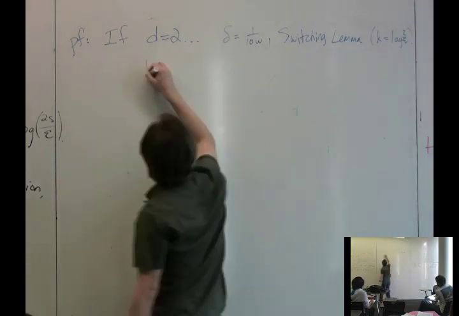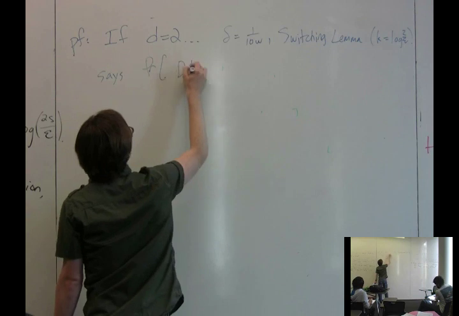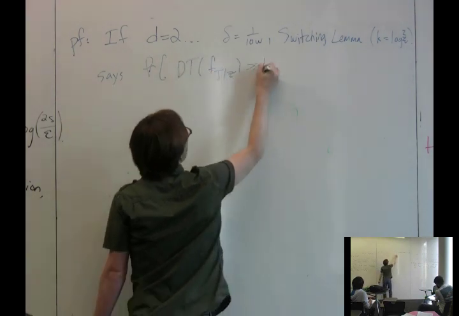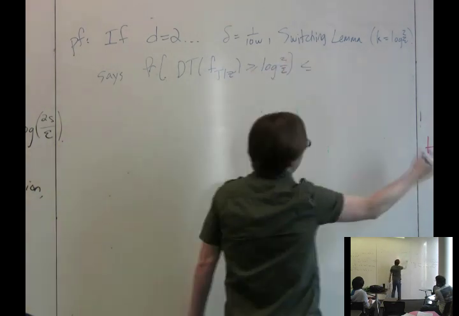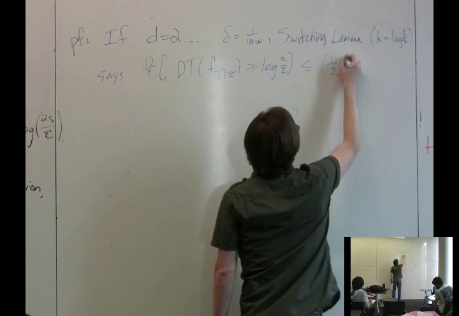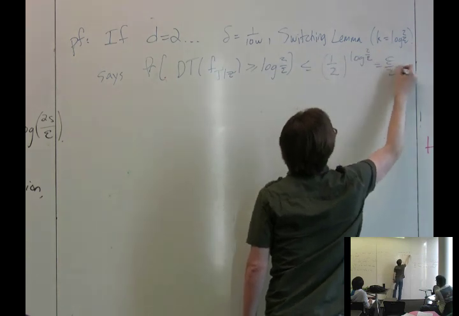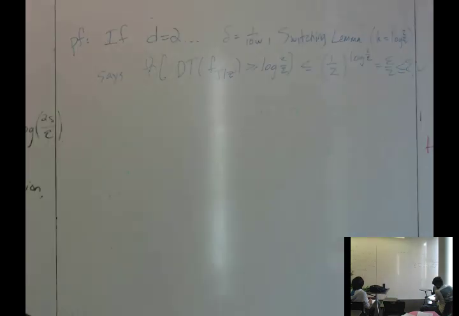that probability, that the decision tree complexity of F's restricted version is at least log 2 over epsilon, is at most half to the log 2 over epsilon, which is epsilon over 2. It's at most epsilon. OK, so the D equals 2 case is done.